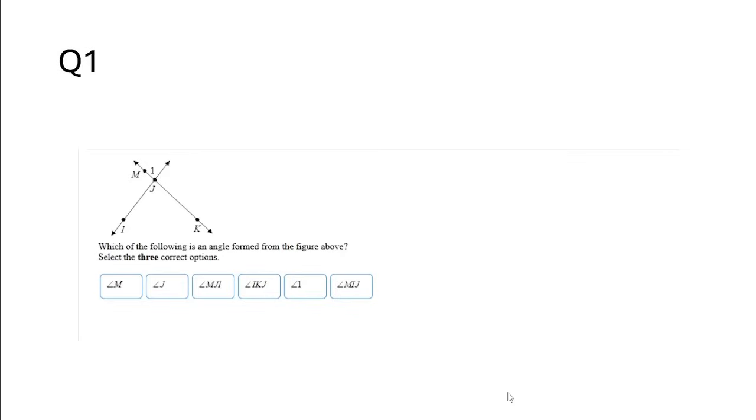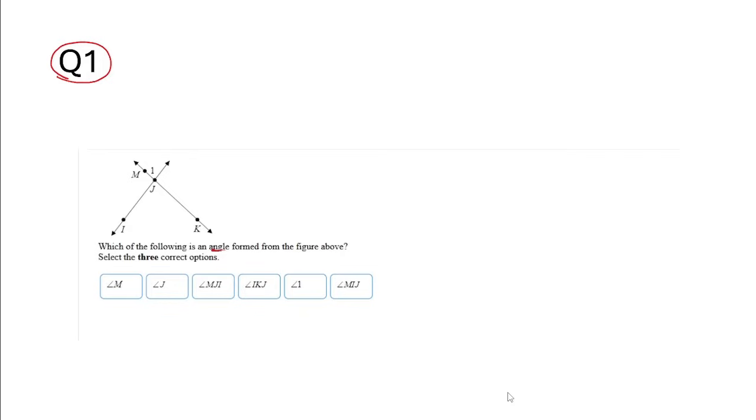Now we'll start answering questions. Math weekly practice, week 6. We have 22 questions, so we'll start answering question number 1. Question number 1 says, which of the following is an angle formed from the figure above? Select the 3 correct options.